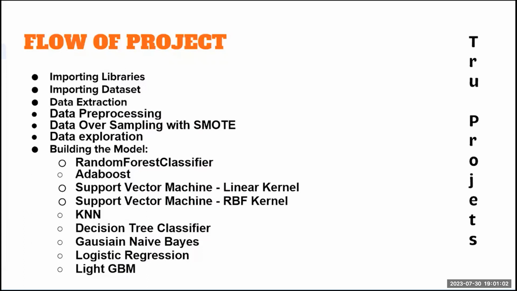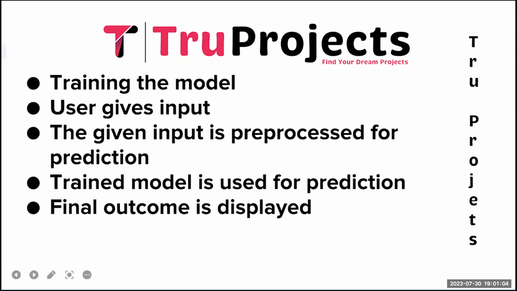And the next one is training the model. In this step, the models are trained using the pre-processed data set. Each algorithm learns from the features and labels to establish the patterns and relationships, which are used for predicting whether a given transaction is fraudulent or not. And the next step is the user gives the input. In this step, the user provides the input data in the form of a credit card transaction. The model will use this data for making the prediction.